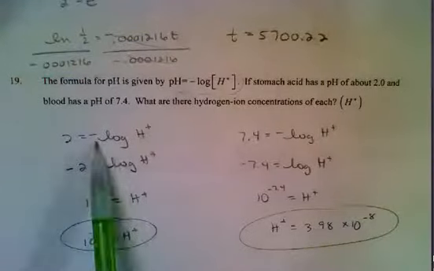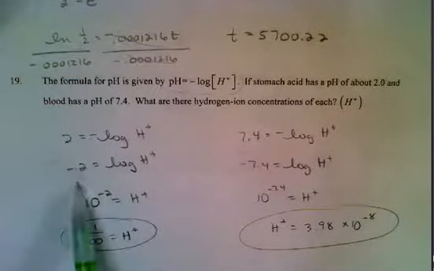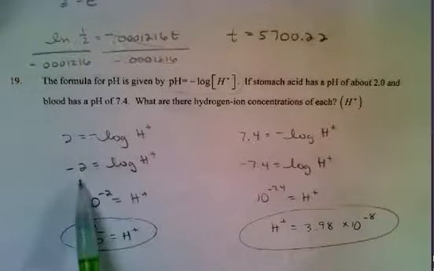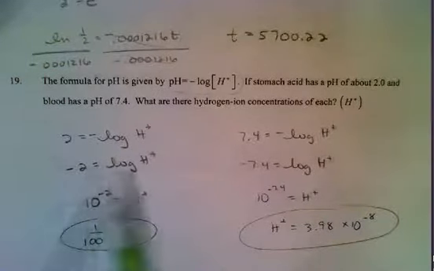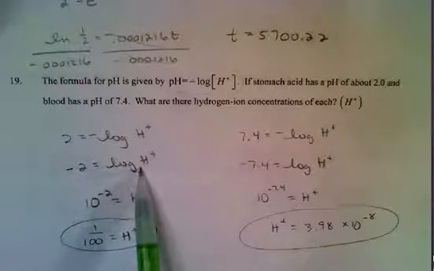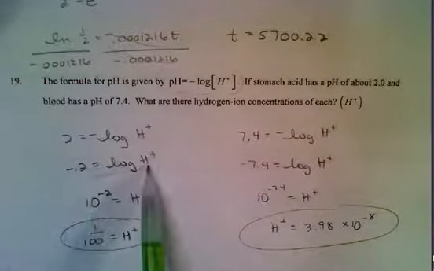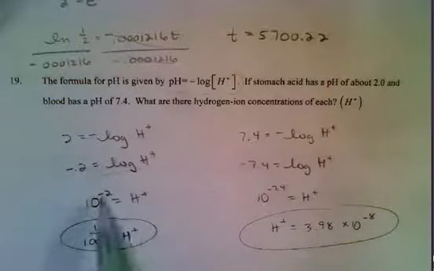So how do you solve that? You first have to get rid of that negative. So I just divided both sides by -1. Then it's in log form. I put it in exponential form. Log base 10, because that's a common log. So 10 raised to the -2 equals H. So 10 to the -2 is 1/100th.